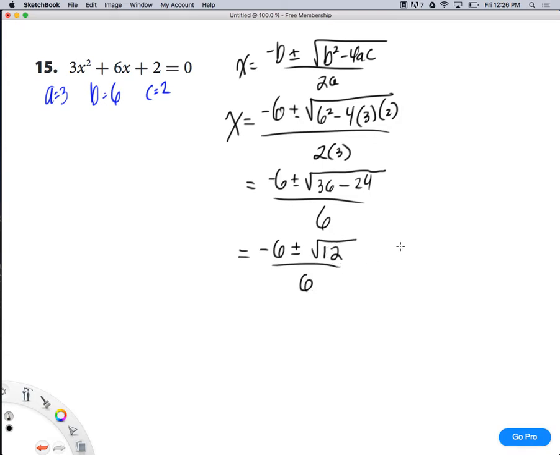Is 12 a perfect square? No. So what do we do? We try to simplify.